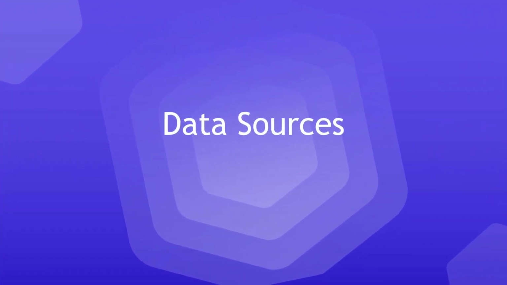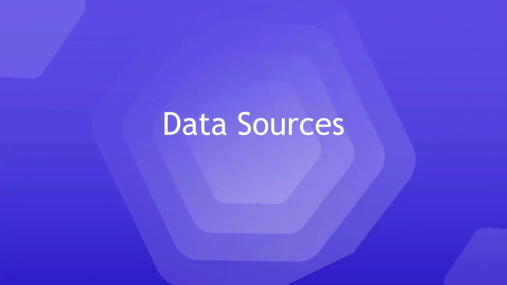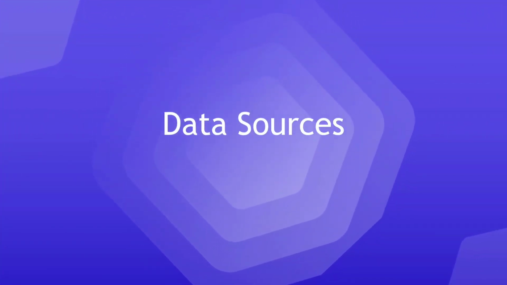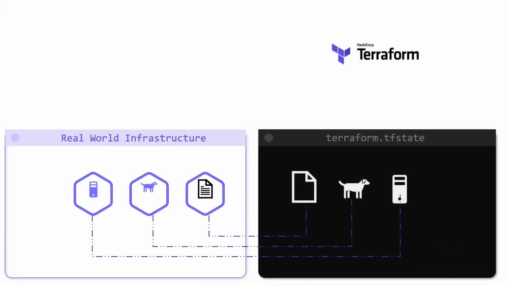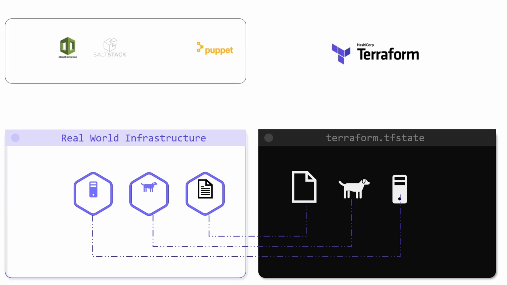In this section, we will take a look at data sources in Terraform. We know by now that Terraform makes use of configuration files along with the state file to provision infrastructure resources. But as we saw earlier, Terraform is just one of the infrastructure as code tools that can be used for provisioning. Infrastructure can be provisioned using other tools such as Puppet, CloudFormation, SaltStack, Ansible, etc.